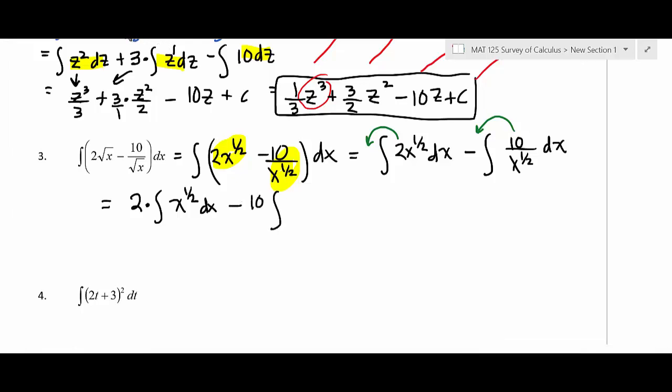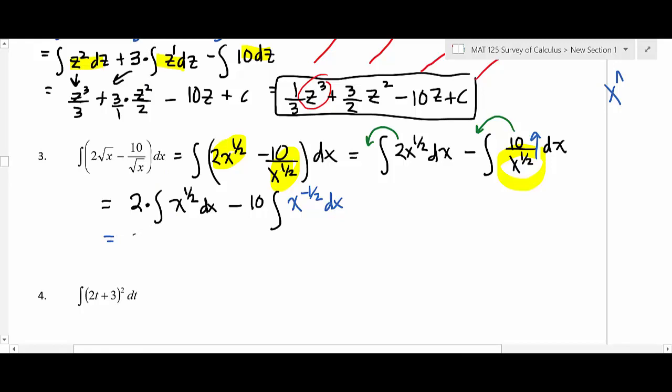Now the other thing is, this thing right here needs to be brought to the top because it's got to say x to a power. If you bring it to the top, what is it? x to the negative 1/2 dx, like that. That's how you put this together before you're even ready to find your antiderivative. So you've got to do that.